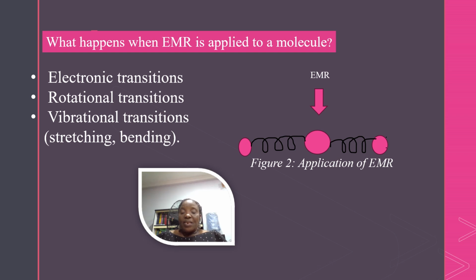What happens when electromagnetic radiation is applied to a molecule? When we apply electromagnetic radiation to a molecule, as shown in figure 2, electron transition from lower energy to higher states will occur. This can be in the form of electronic transition, rotational transition, or vibrational transitions. In electronic transition, molecules move from ground state to excited state.